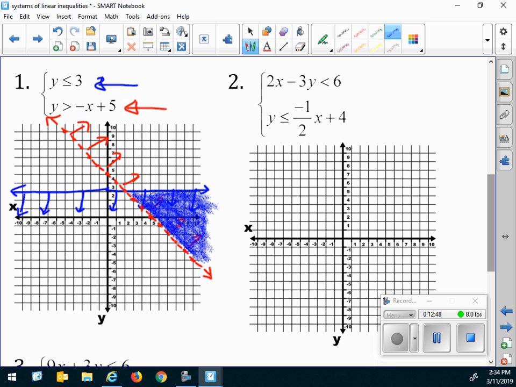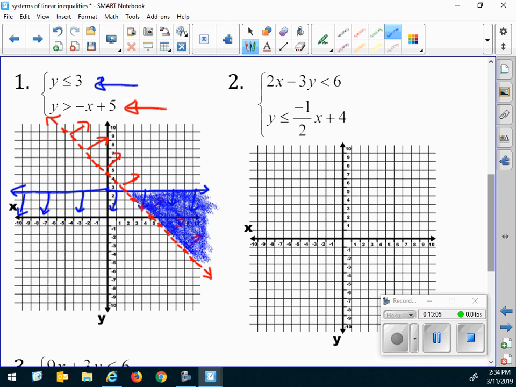So bottom line is you graph each one of the lines, decide if they're solid or dashed, make your arrows like this, and then you're going to shade in the part where they're both true.